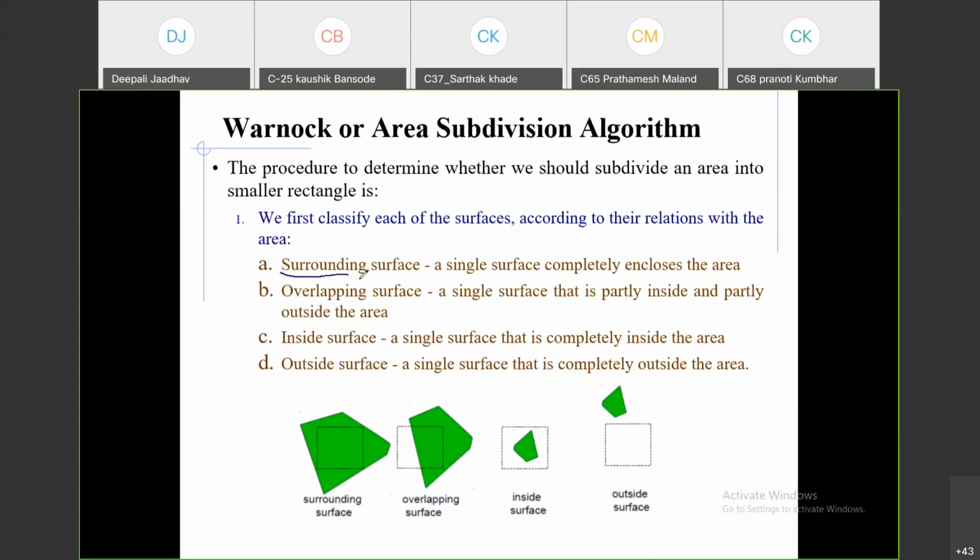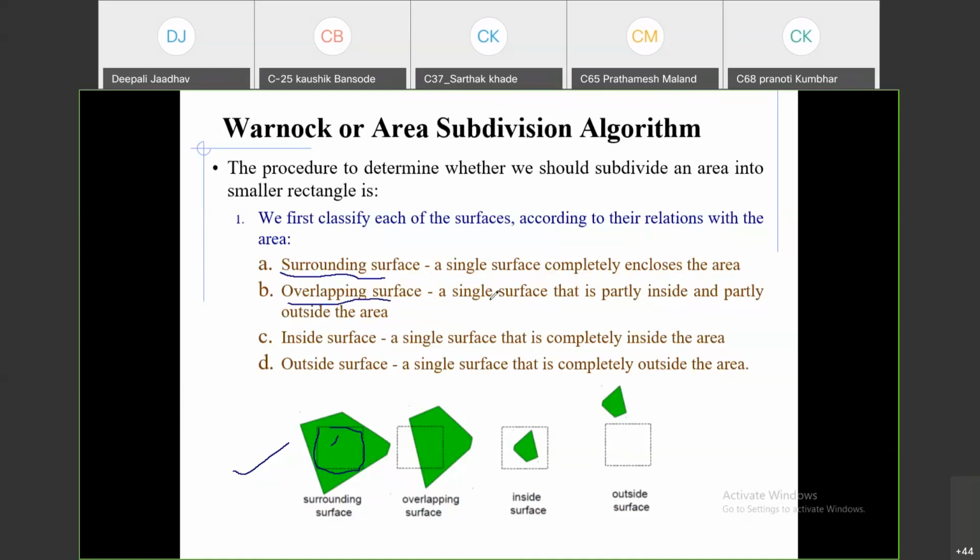First, surrounding surface means a single surface completely encloses the area. So in this case, you can see this area is completely enclosed in this surface. So it has only one color, green color. It is not necessary to divide it into parts. Why? Because that area is wholly covered with that surface. So surrounding surface: a single surface completely encloses the area.